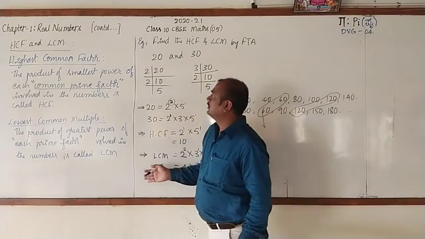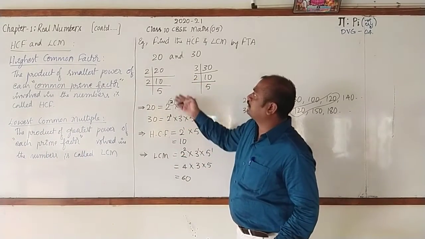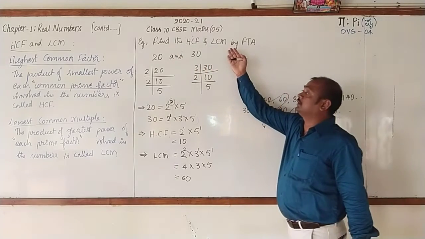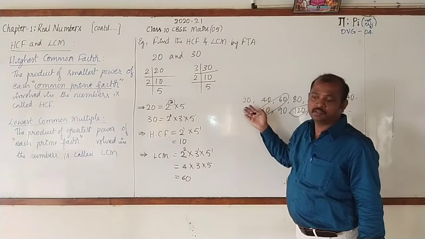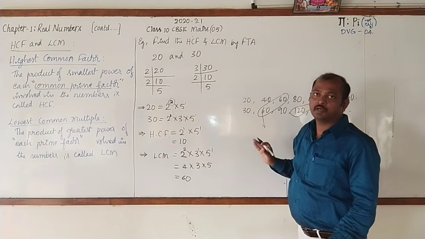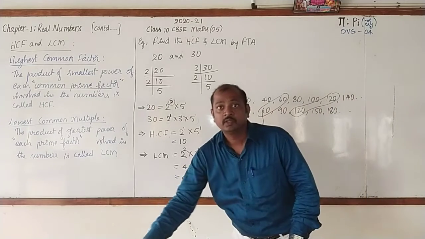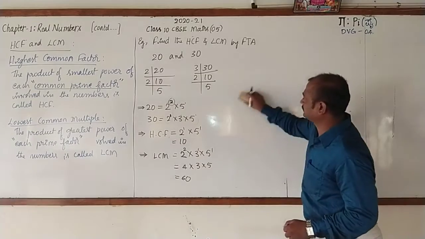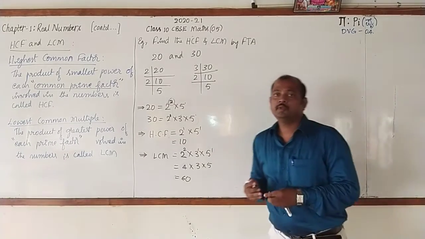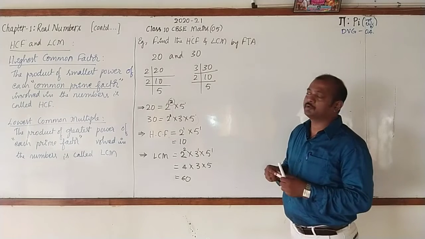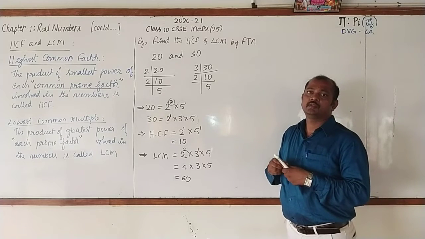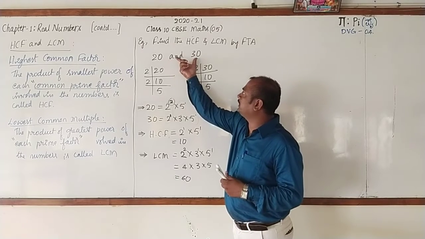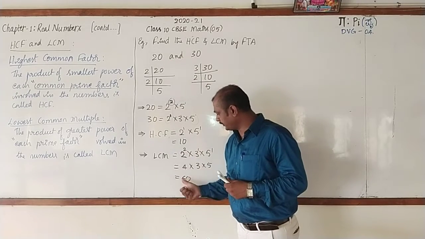And this is one of the examples for LCM, that is, find the HCF and LCM by FTL. I hope that you all have understood. Now let us go for one more piece of information. We found both HCF and LCM of the given numbers. Just go for the numbers 20 and 30 and their HCF and LCM.